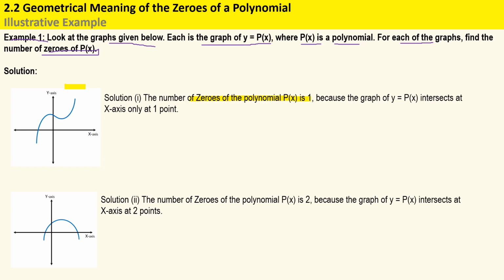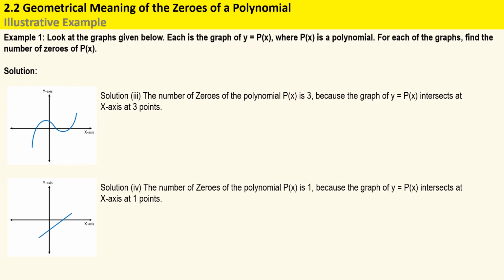And why is this 1? This is because the graph of y equals p(x) intersects the x-axis only at one point, and that one point is this point, because this is the only point at which the intersection of the x-axis and the graph is happening. And since it is only one point, we say that the number of zeros of the polynomial p(x) is 1. The second graph given to us is this, and we say that the number of zeros of the polynomial p(x) in this case is 2, because the graph of y equals p(x) intersects the x-axis at 2 points, and these 2 points are this point and this point.